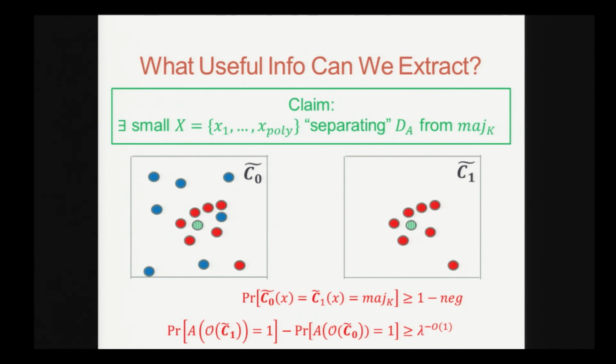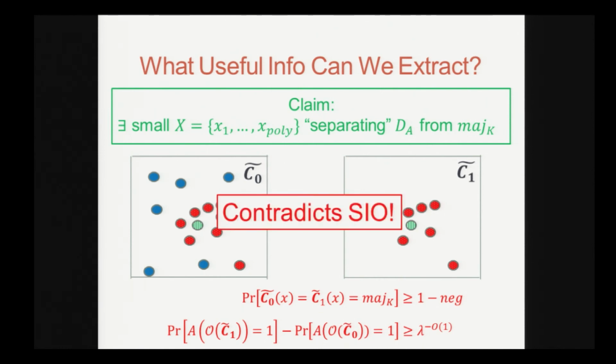On the other hand, we know by definition of the distinguishable circuits that if you now obfuscate something random here and obfuscate something random here, the adversary can tell them apart. This is exactly their definition. And this contradicts strong I/O. This is exactly a contradiction to strong I/O. So this is the rough intuition.